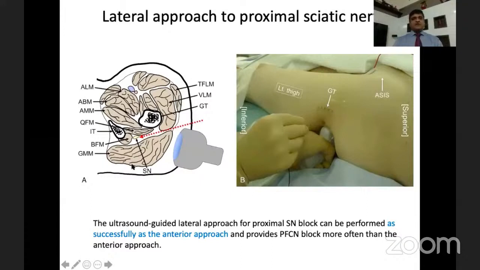This is the schematic diagram of this approach where the probe is kept at the greater trochanter. This is the direction of the needle just above the probe towards the sciatic nerve, which is sandwiched between gluteus maximus, quadratus femoris, and the origin of the biceps femoris muscle. And they found that the ultrasound-guided lateral approach for proximal sciatic nerve block can be performed as successfully as the anterior approach, and the posterior cutaneous nerve of the thigh is more often blocked in this approach than the anterior approach.